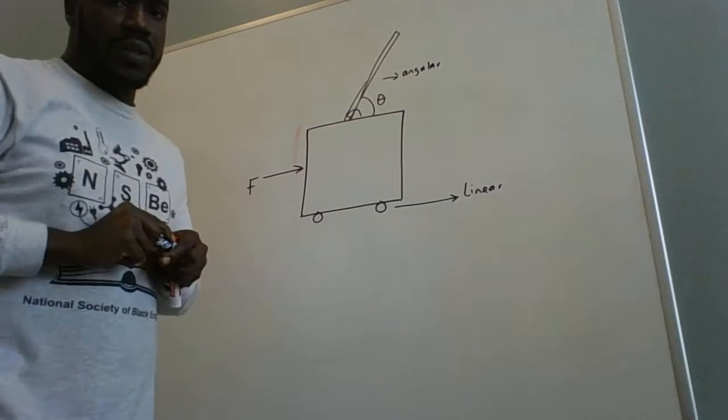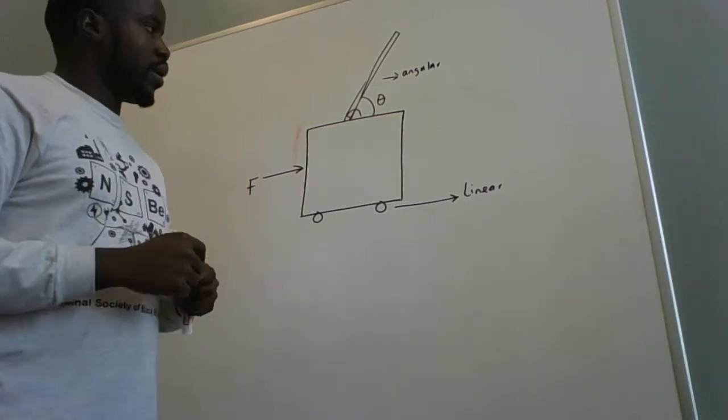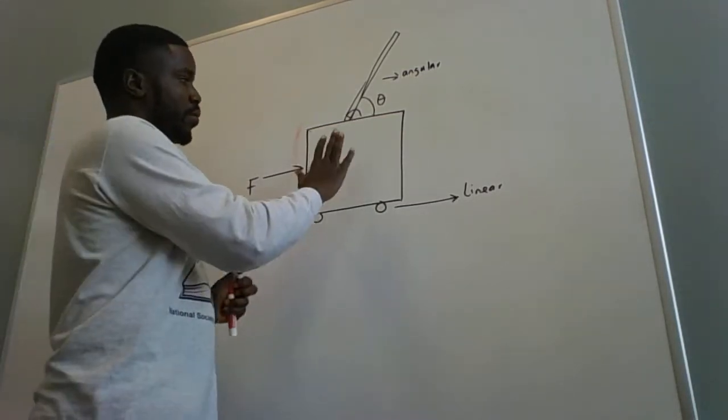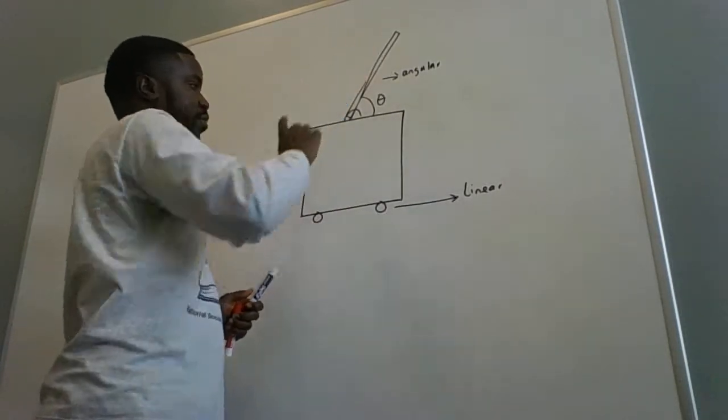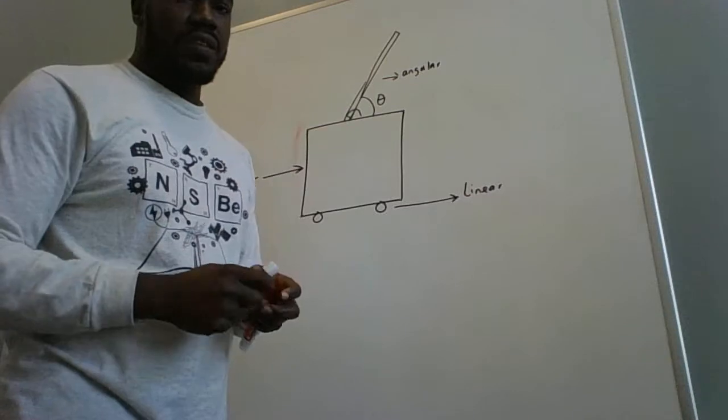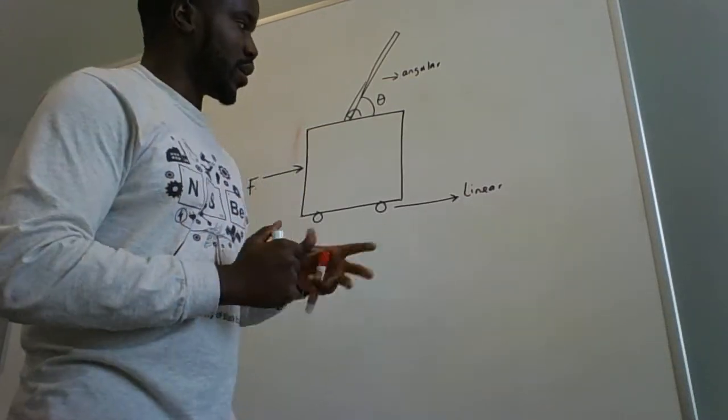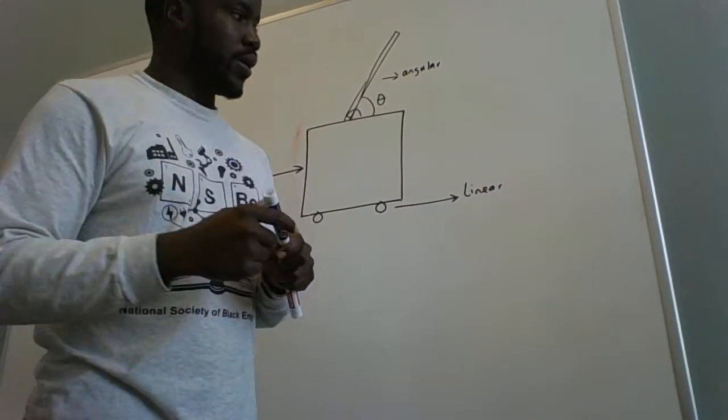Modeling the motion of this system can be quite complicated because first you've got to model the motion of the cart in addition to the motion of the actual pendulum. This is a very common system, and a good example of this would be a rocket that's taking off.